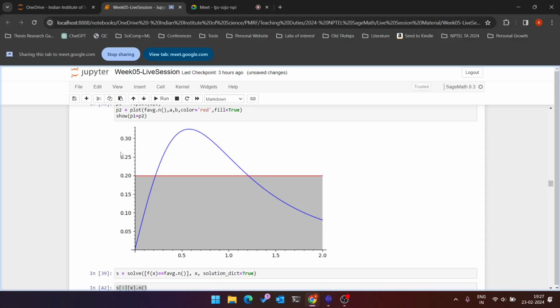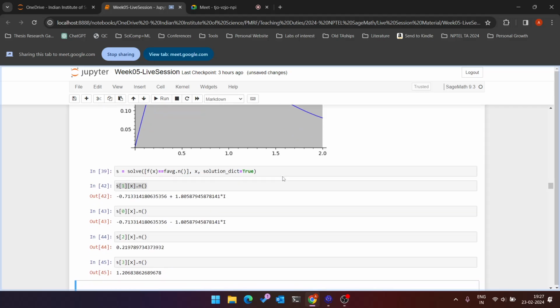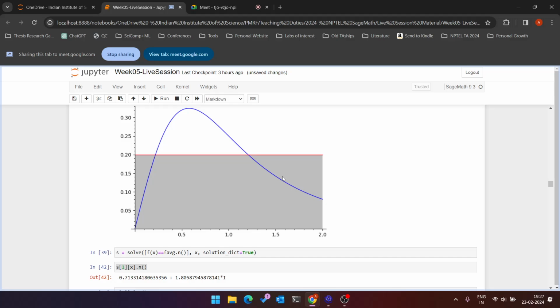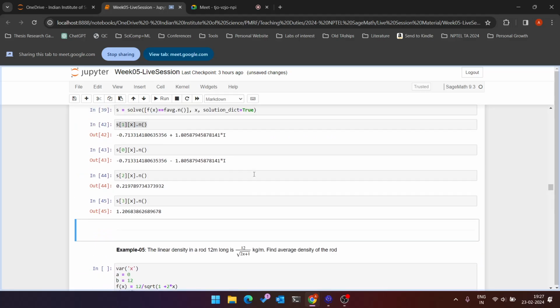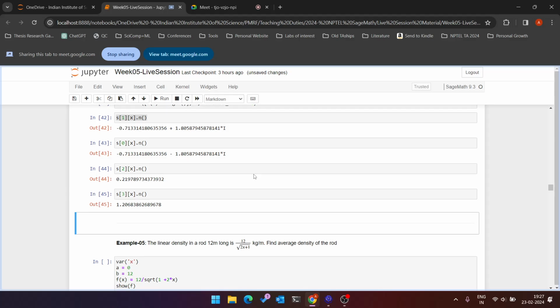So these are our 2 points, right? This is what we see here. So the function indeed intersects at the mean value for the interval.